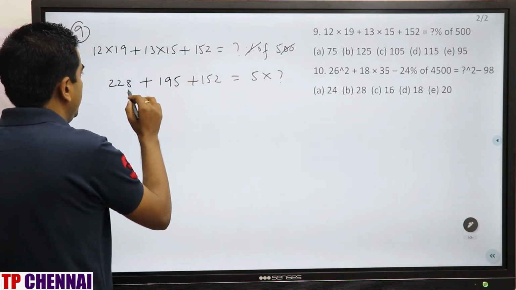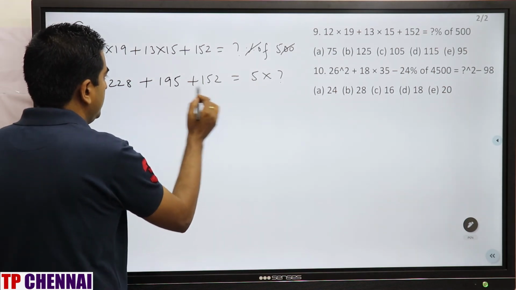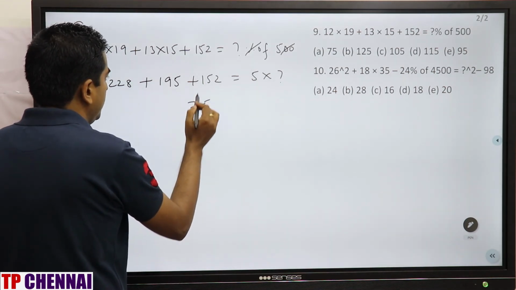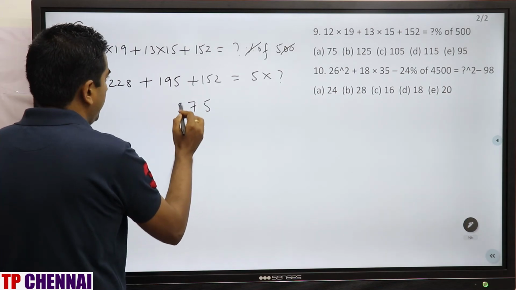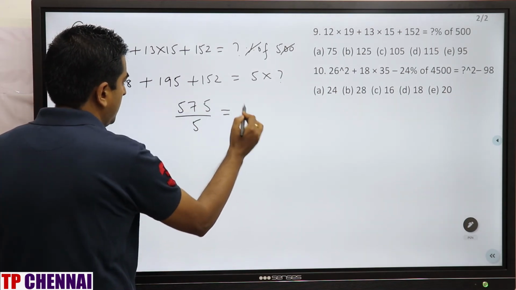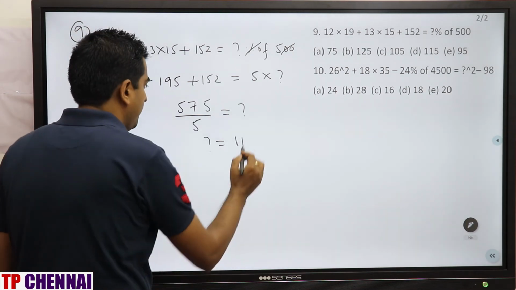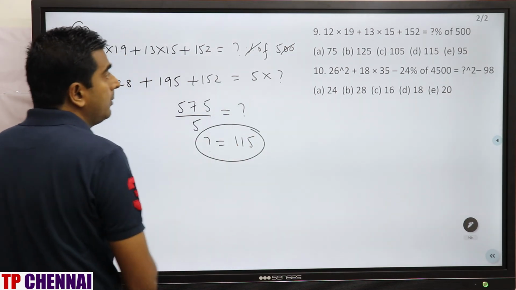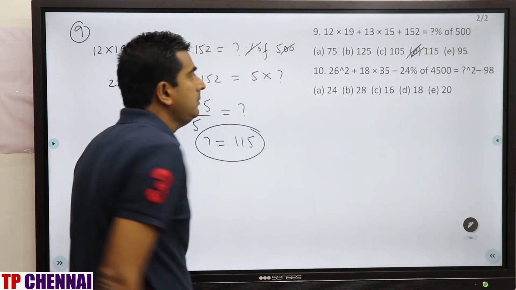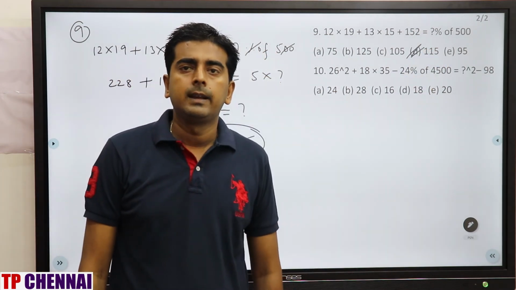Add all the values. 8 plus 5, 13 plus 2, 15. 6, 15, 17, 2, 3, 5. 575 by 5 is equal to question mark. Question mark is equal to 115. Fourth option. Clear?